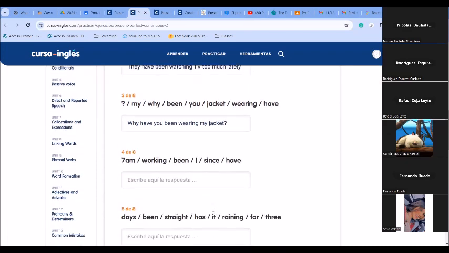Enrique, number 4. Yes. I have been working since. Since. 7 since. Again, 7 since. One more time. Since. Since. Yeah. I have been working since 7 a.m. All right, and Zaud.